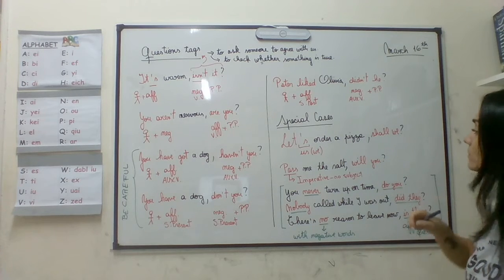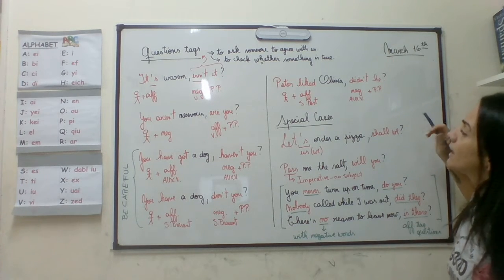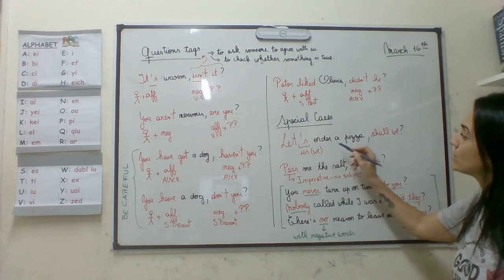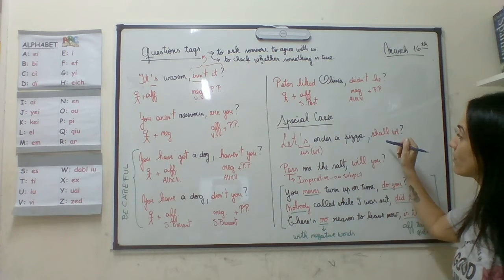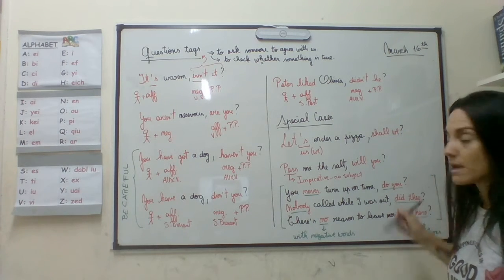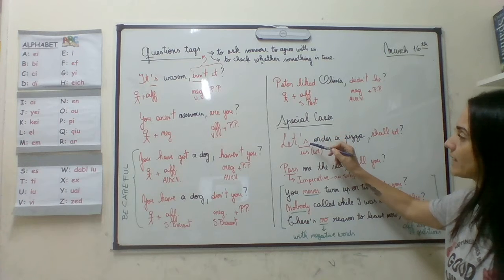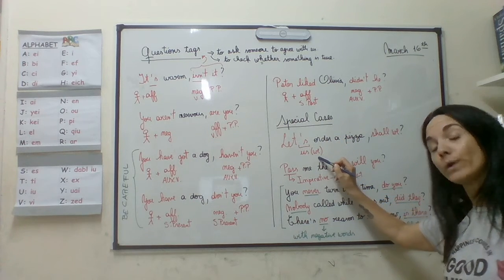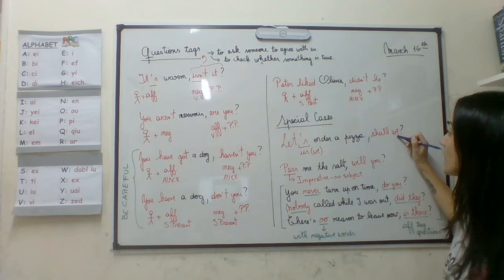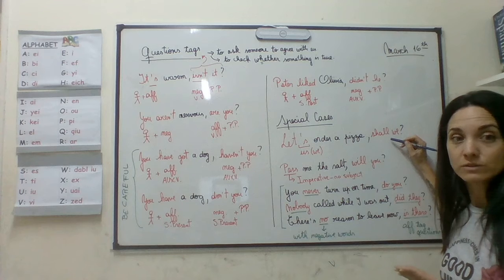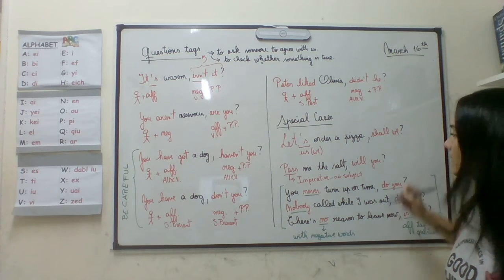I'm going to look so you can see. Which are the special cases? If you say, let's order a pizza, the question tag, it's always shall we. And why is this? Because the apostrophe S for let's means us, meaning we. So in the question tag, we're going to use we. And as it is a suggestion, we use shall.